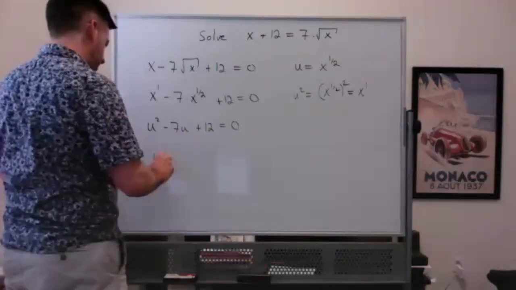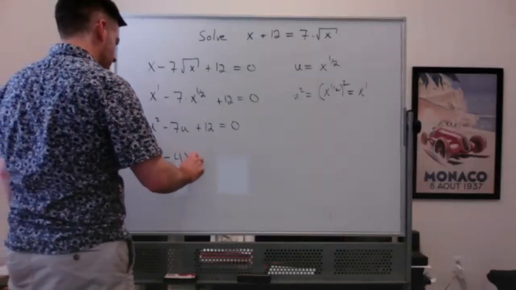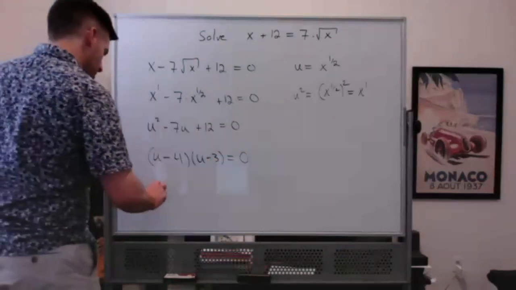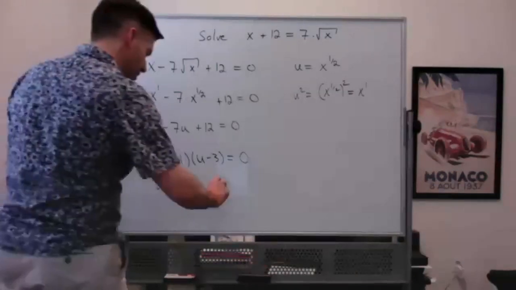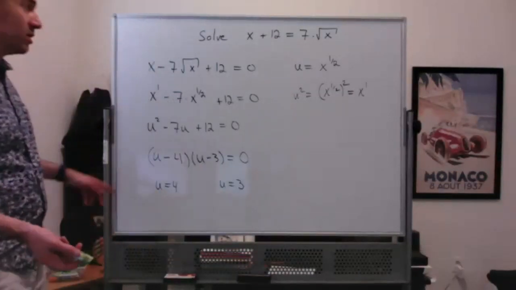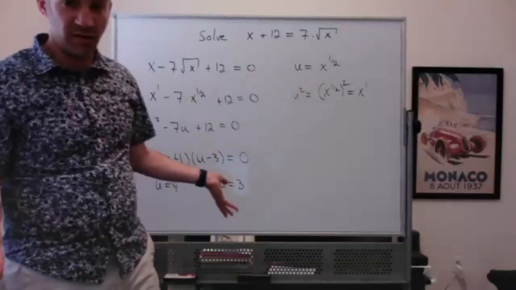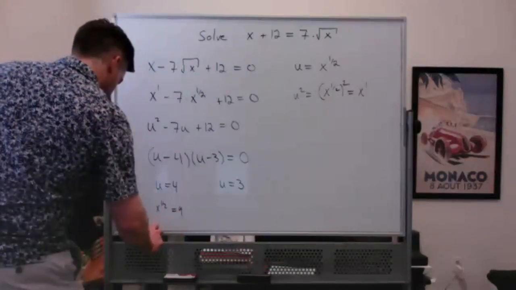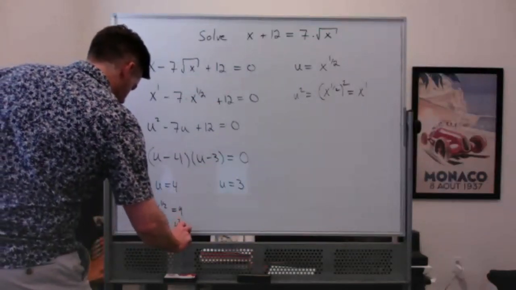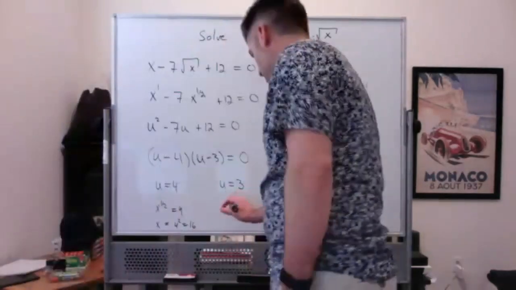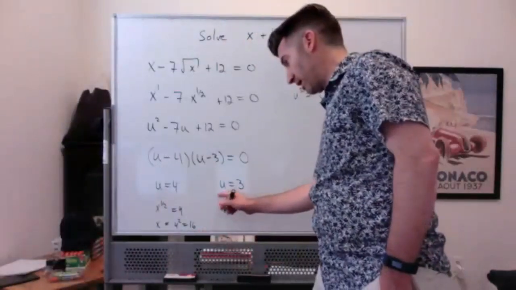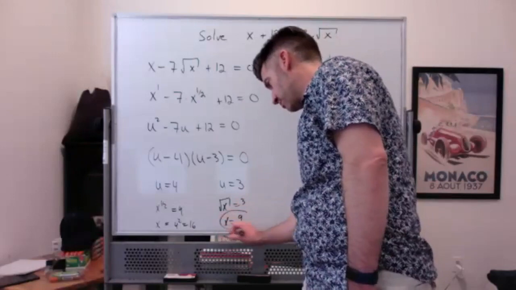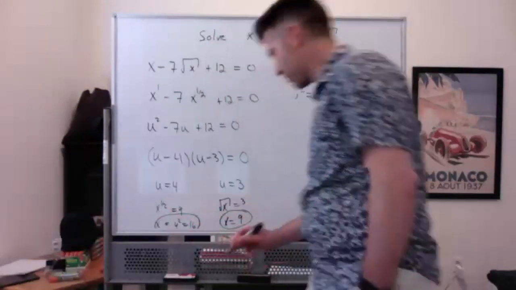So this is going to factor as u minus 4 times u minus 3 equal to 0. So then I'm going to end up getting u equal to positive 4, u equal to positive 3. But u is really x to the 1/2, or if you prefer, the square root of x. So really I have x to the 1/2 equal to 4, which means x is going to equal 4 squared, which is 16. And here I'm going to write it differently this way. Instead of writing x to the 1/2, I'm going to say it's the square root of x equals 3, so x equals 9. And those are my solutions.